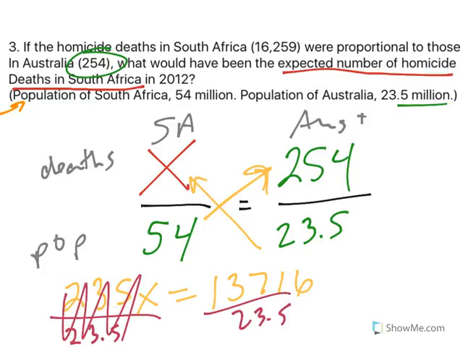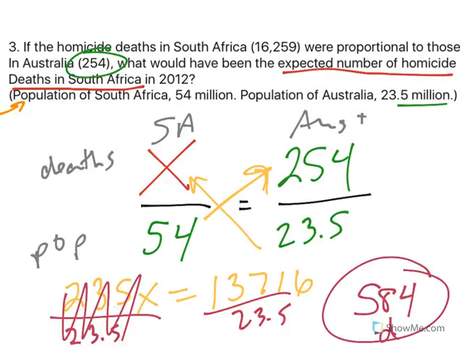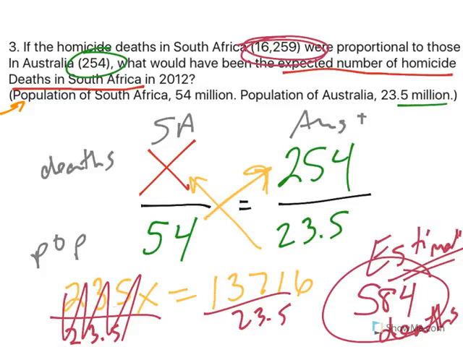And if South Africa killed people at the same rate that Australia did, there would only have been 584, I rounded to the nearest, deaths in South Africa, where you can see the actual was over 16,000. So this would have been the estimated. So you can see that the estimate would have been quite a bit less than the actual if they had killed people at the same rate that Australia did.